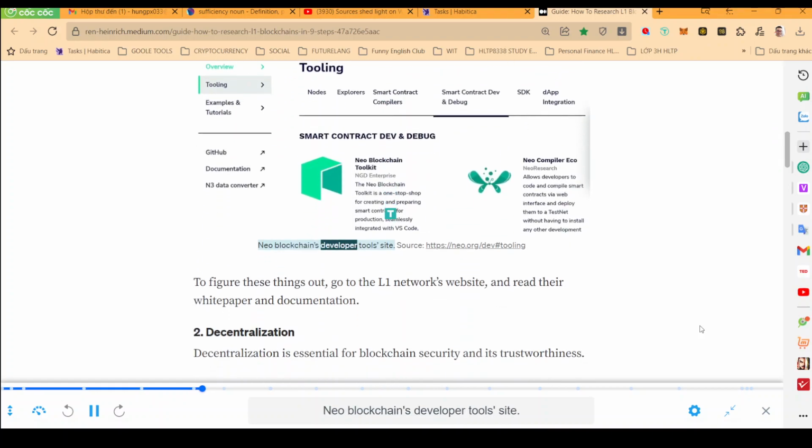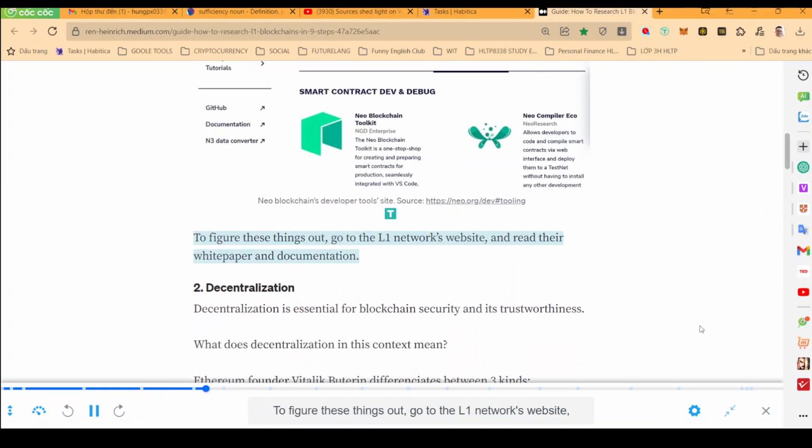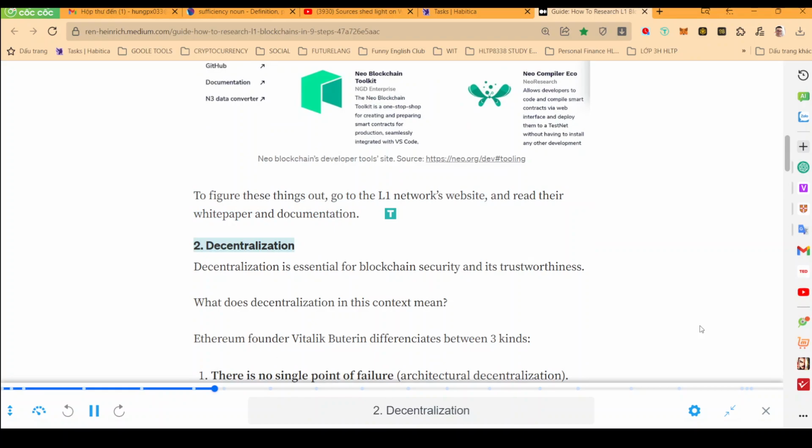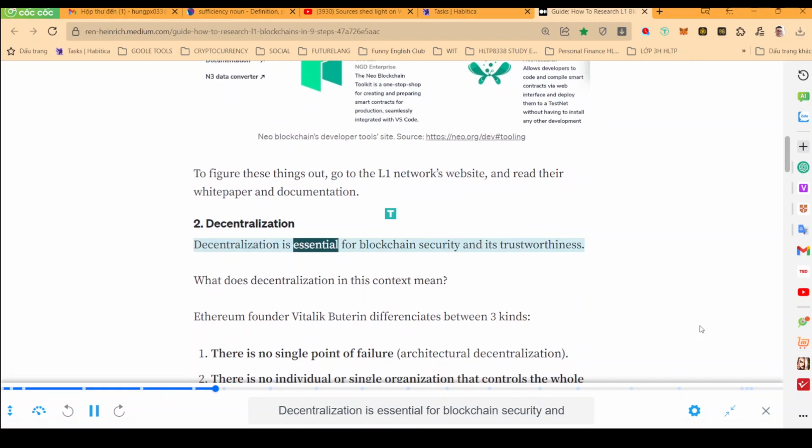Neo Blockchain's developer tools site. Source: neo.org dev tooling. To figure these things out, go to the L1 Network's website and read their white paper and documentation. 2. Decentralization. Decentralization is essential for blockchain security and its trustworthiness.